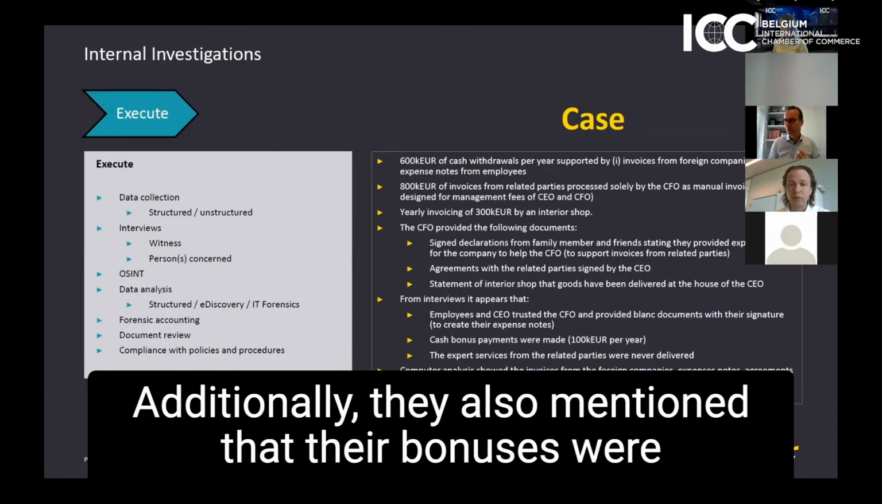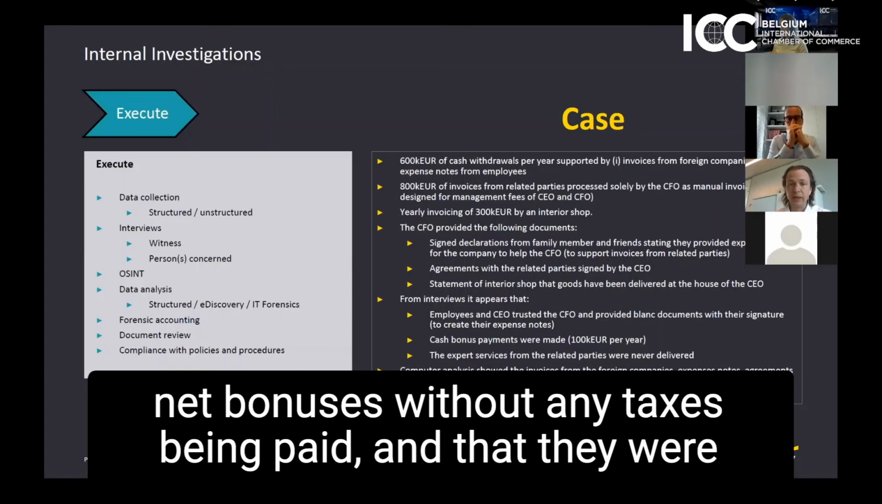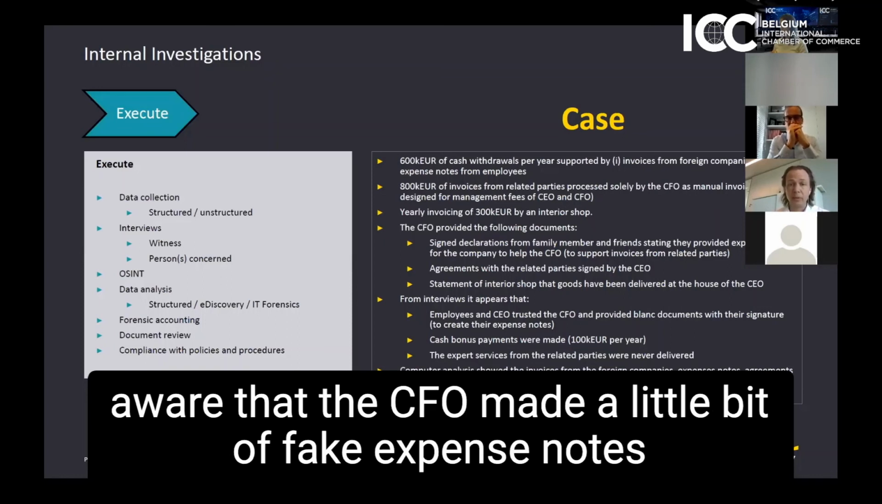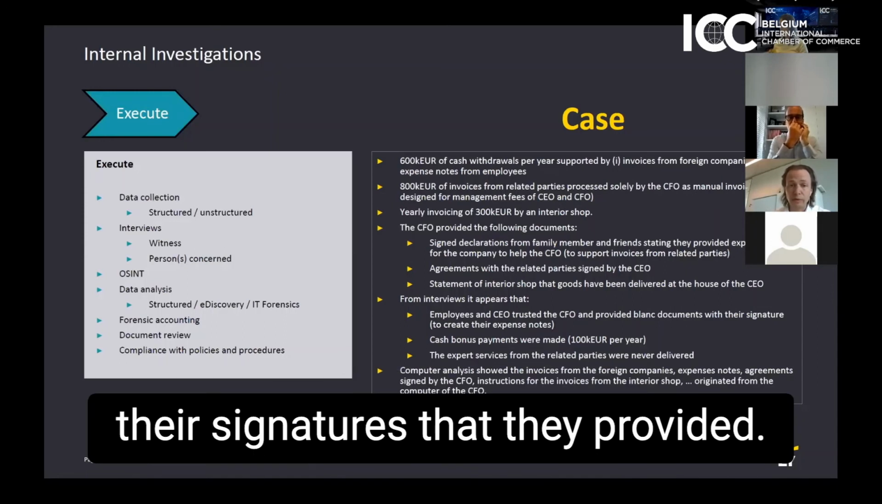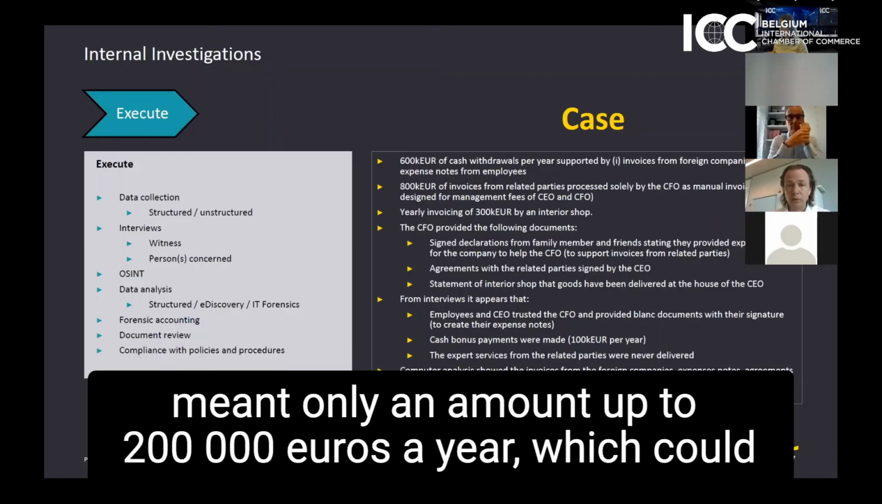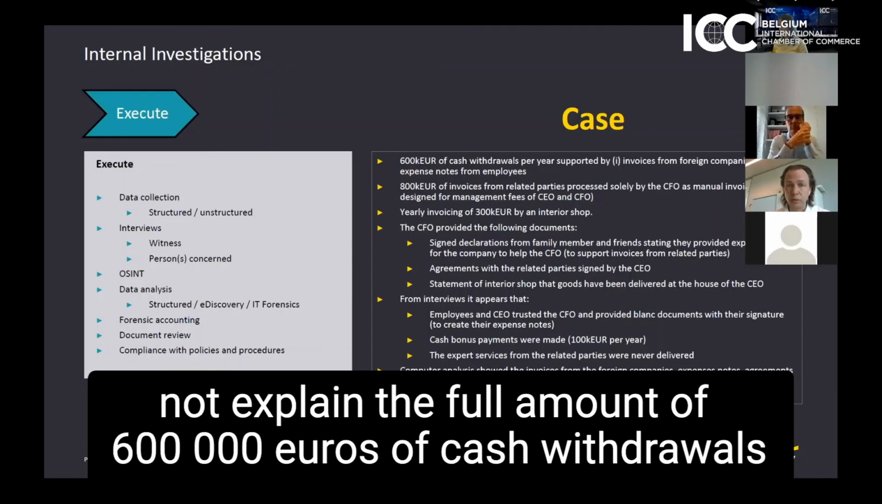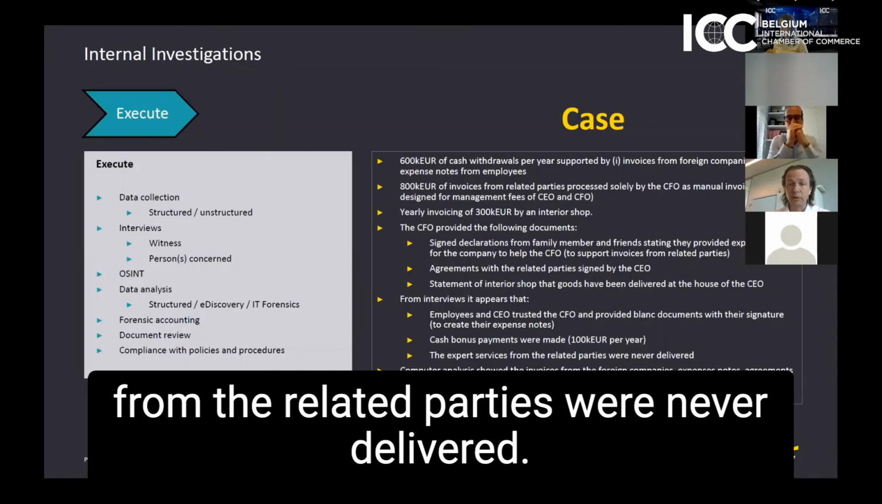Additionally, they also mentioned that their bonuses were paid with cash payments, so that actually they were immediately net bonuses without any taxes being paid, and that they were aware that the CFO made a little bit of fake expense notes to support those cash extractions with the blank documents with their signatures that they provided. However, based on what has been reported, those cash bonus payments only amounted to 100,000 euros a year, which could not explain the full amount of 600,000 euros of cash withdrawals on a yearly basis. And everybody mentioned that, yeah, the expert services from the related parties were never delivered.